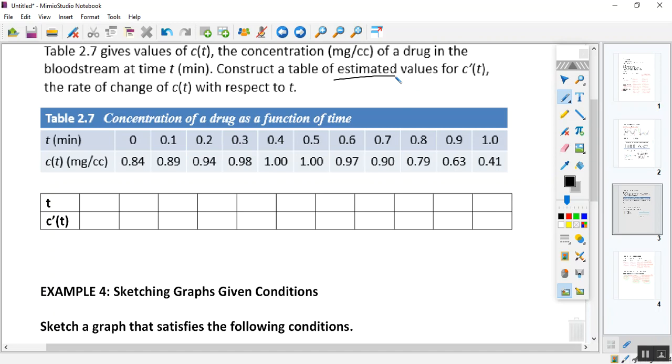Okay. Let's put our t values in here first. 0.0 for 0, 0.1, 0.2, 0.3, 0.4, 0.5, 0.6, 0.7, 0.8, 0.9 and 1. Guys, we're just going to look at the slope from point to point here to get an estimate of how quickly something's changing, okay?